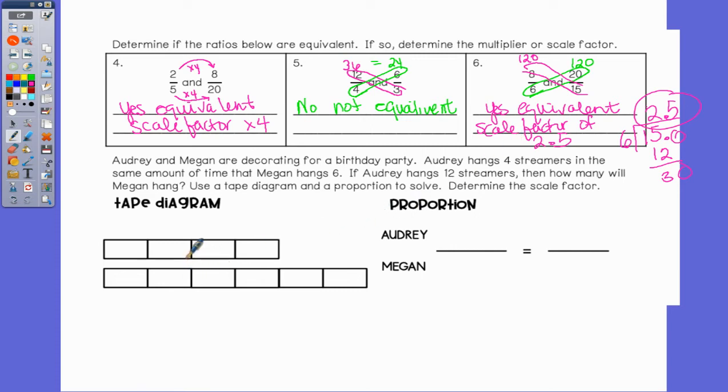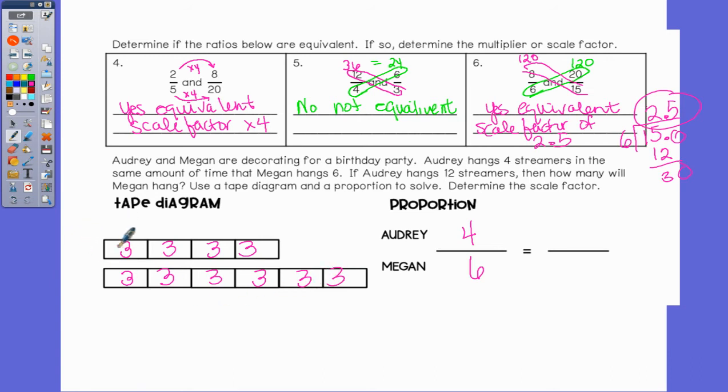Audrey hangs 4 streamers in the same amount of time that Megan does. So Audrey hangs 4 for every 6 that Megan hangs. And so here, if Audrey hangs 12, how many does she hang each time? Well, 4. So we're going to divide that into 4 pieces. So each time she's going to have 3, 6, 9, 12. Now Megan's hanging 6 each time, so she's going to get 3, 6, 9, 12, 15, 18.